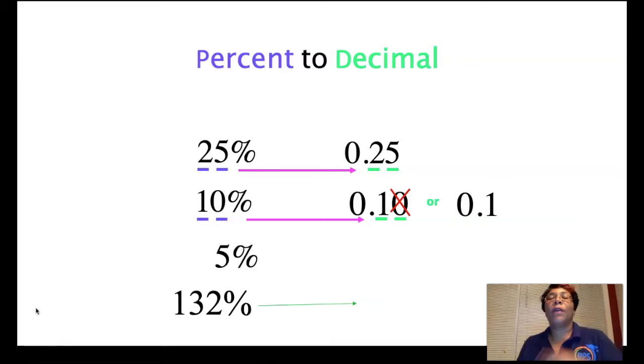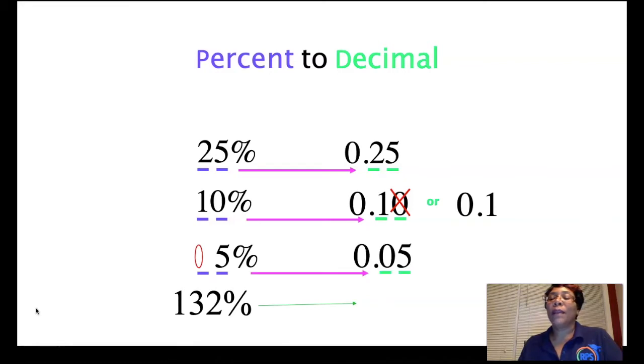So 5%, I always think about the pictorial representation. So 5% will give me what? There you go. Good job. 5 hundredths. It's only 5 blocks that's going to be shaded.